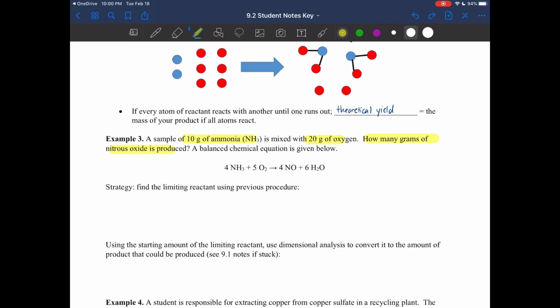So when a question gives you 2 amounts of reactants, that's your automatic clue to figure out, I need to figure out what's limiting based on my balanced chemical equation and my procedures. And then once you know your limiting reactant, you can figure out the maximum amount of a product that you can make just using our mole ratio concepts here. So this looks familiar.